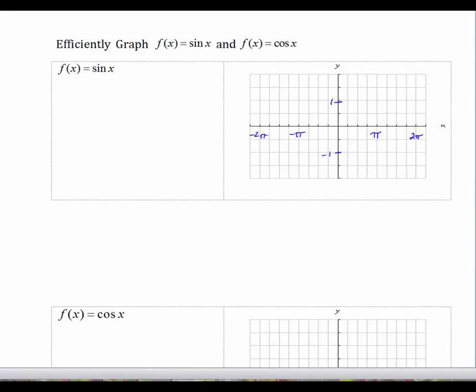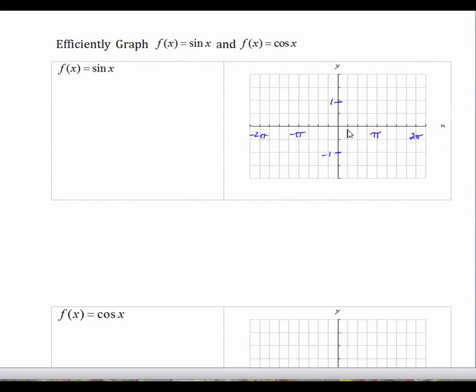Alright, here we're going to try to take all that information from the last video and put it in a little more concise fashion. So we want to graph a sine function. I'll graph one cycle from 0 to 2 pi.